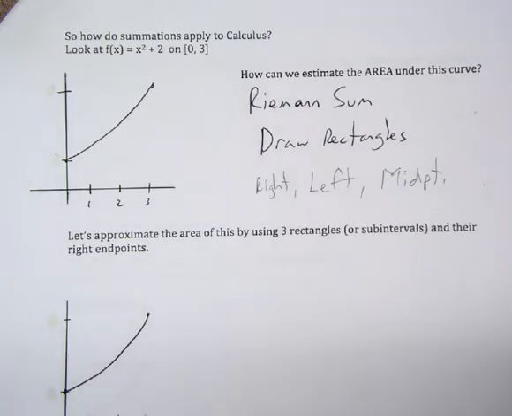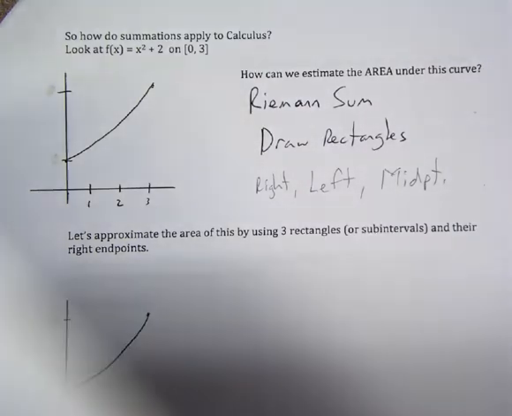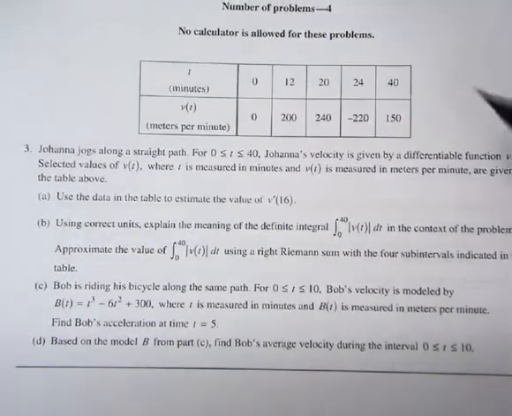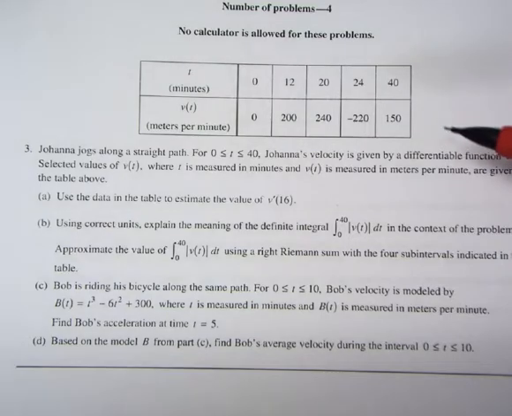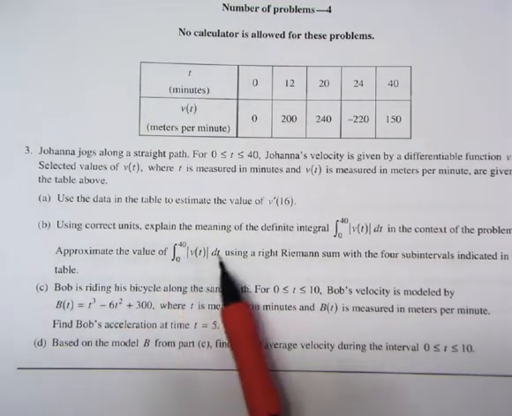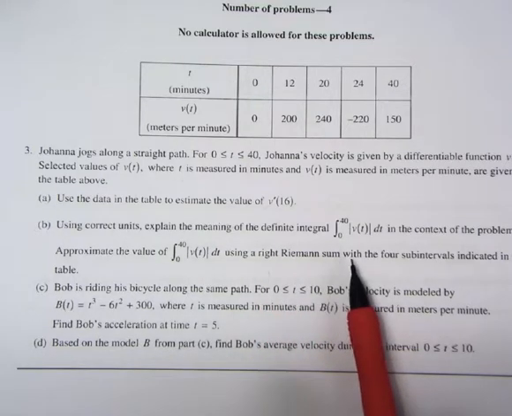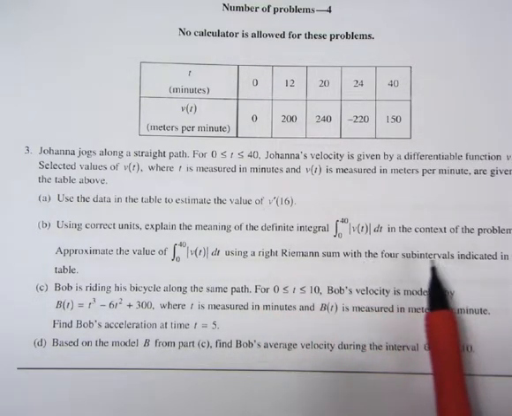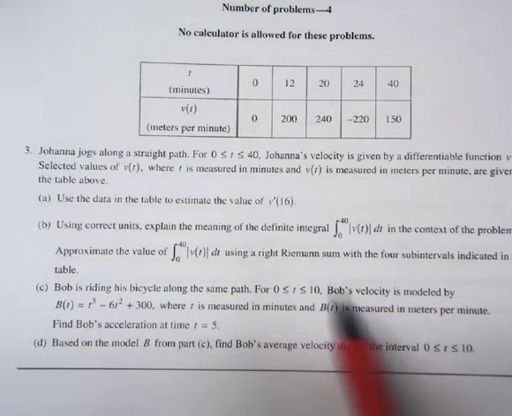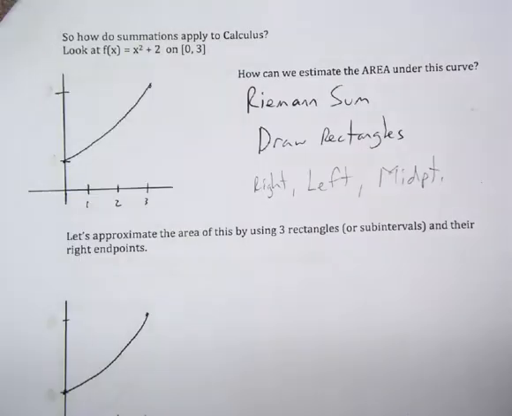I pulled out a free response question from 2015 just to kind of show you an example of what they'll do. A lot of times this gets used with table problems. But if you notice right here, it says approximate this integral using a right Riemann sum with 4 subintervals. So that's how they'll ask the question. They'll tell you exactly what type you're going to be doing. Let me explain what that means, okay?